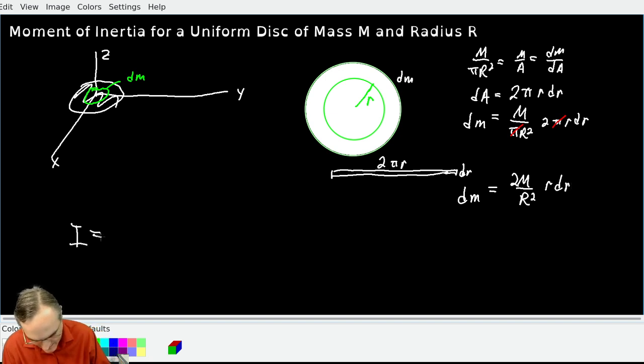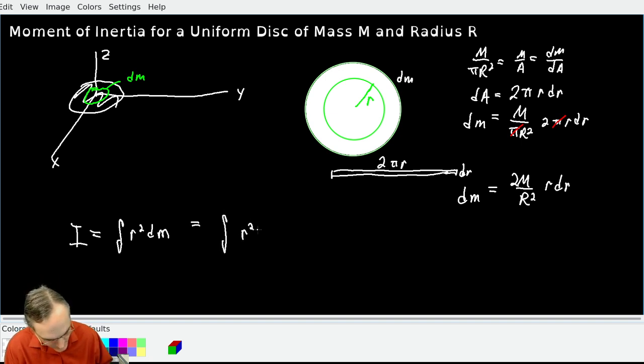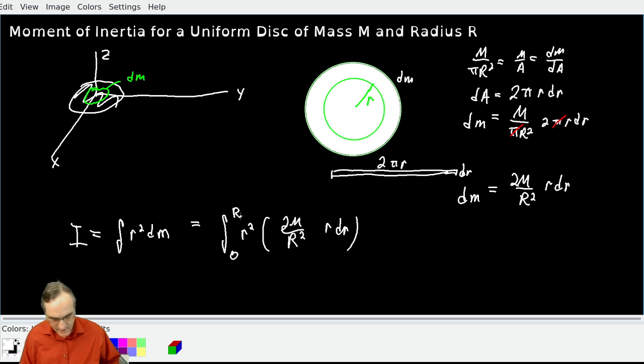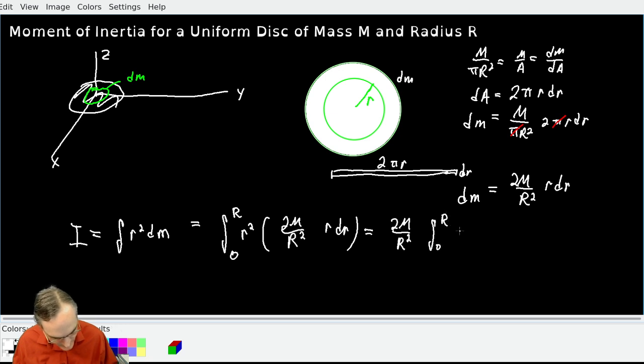All right, I is the integral of r squared dm. In this case, we're lucky and every piece on the ring is already a distance r from the center. So it's just straight up r squared. All right, our dm, 2m over big R squared, r dr. Our limits, we go from the innermost point to the outermost point, full radius big R. The 2m over big R squared can come out in front. 2m over big R squared, integral from 0 to big R of r cubed dr.